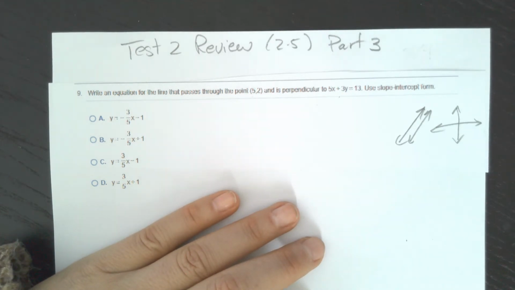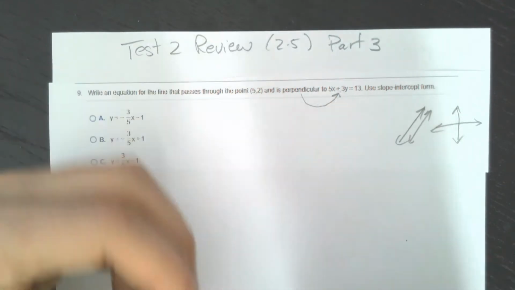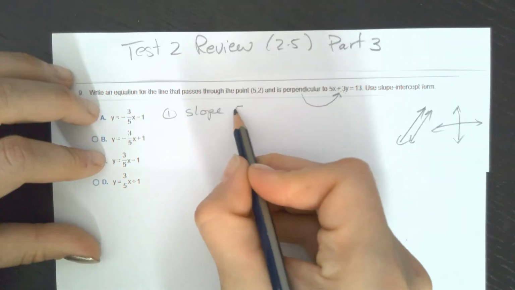Okay, so what they're really saying is find the slope of this line and then change it, because we know it's perpendicular to whatever. Okay, so let's find the slope of this.